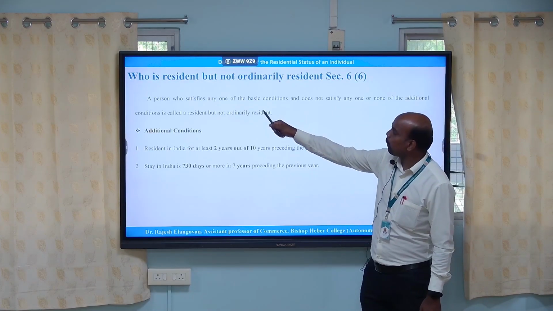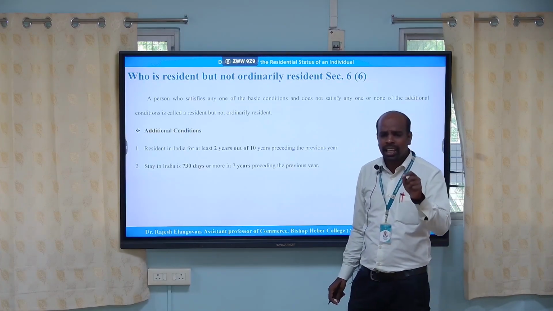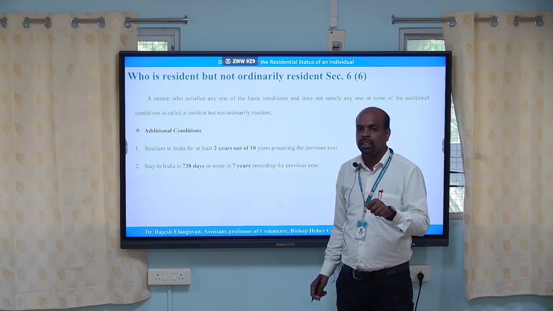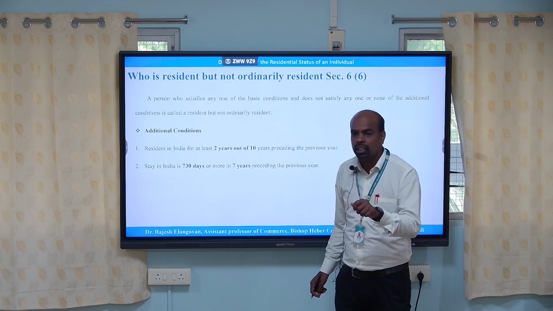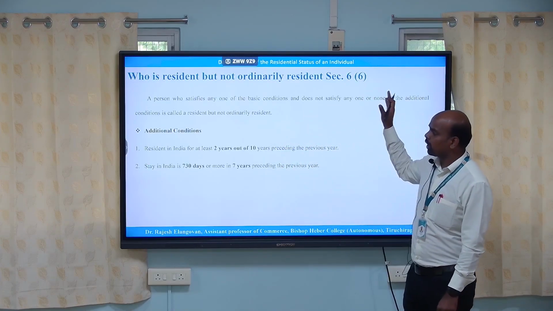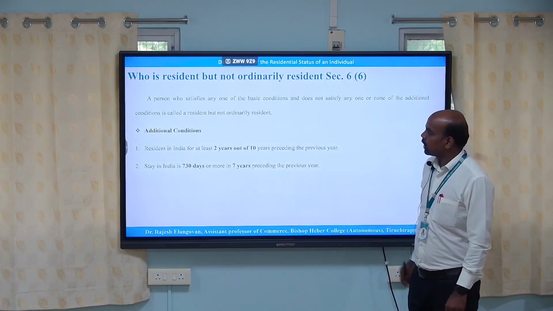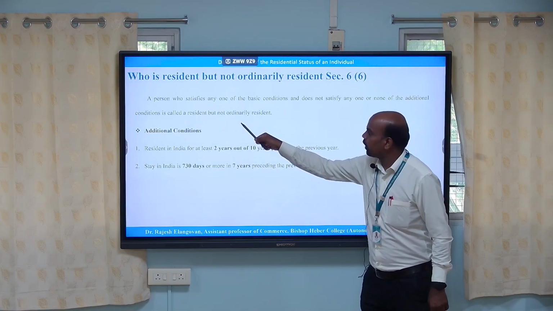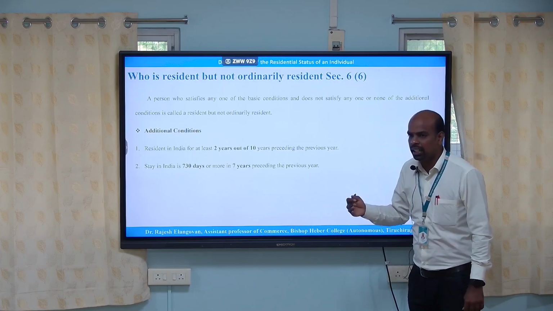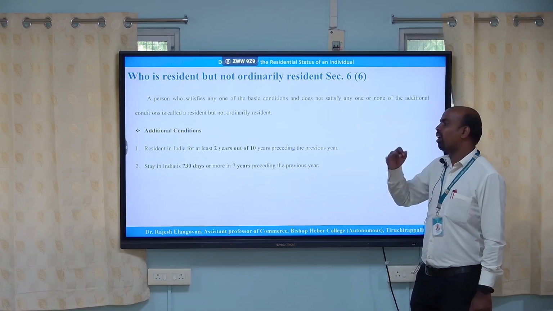Then who is a resident but not ordinary resident? A person who satisfies any one of the basic conditions but does not satisfy one or both of the additional conditions is called a resident but not ordinary resident. Let me say it again. Who is a resident but not ordinary resident? A person who satisfies any one of the basic conditions and does not satisfy any one of the additional conditions may be called a resident but not ordinary resident.